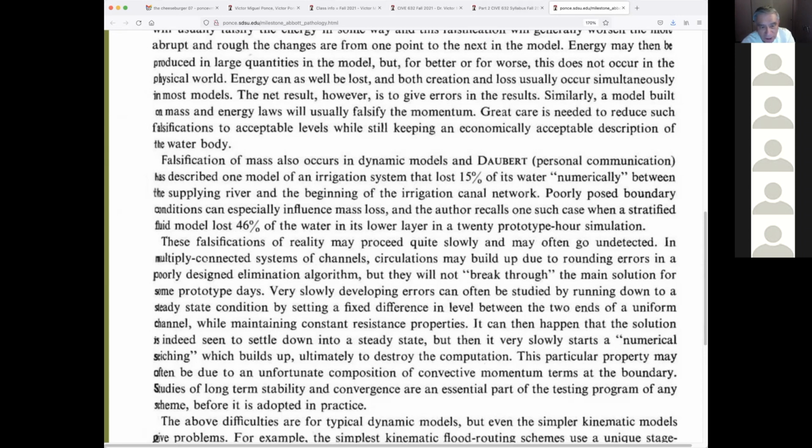There's a mistake in here, spelling. He's got mistakes. In multiple connected system, not multiply, circulations may build up due to rounding errors in a poorly designed elimination algorithm, but they will not break through the main solution for some prototype days.